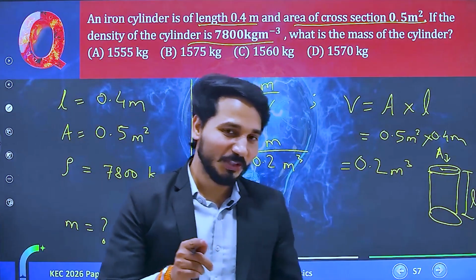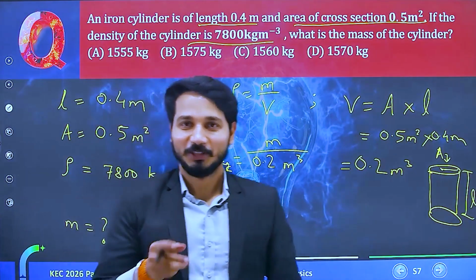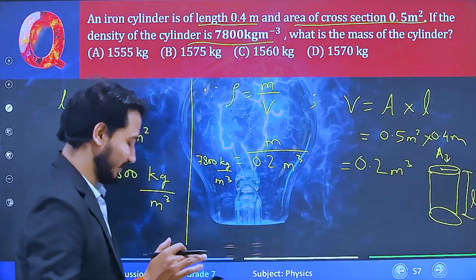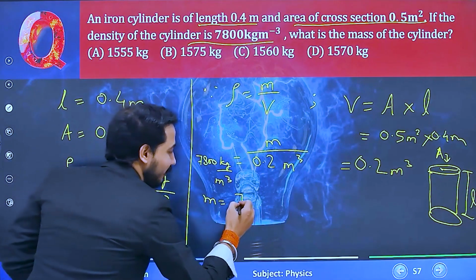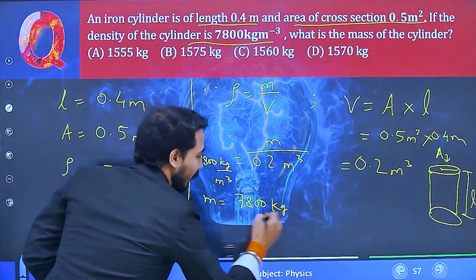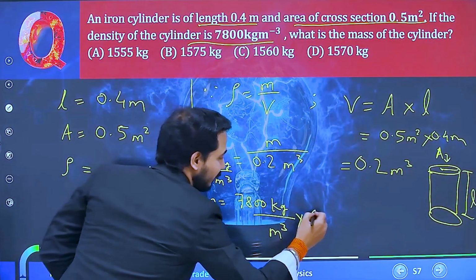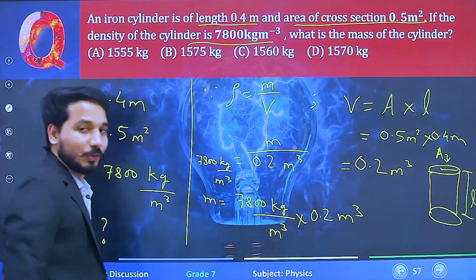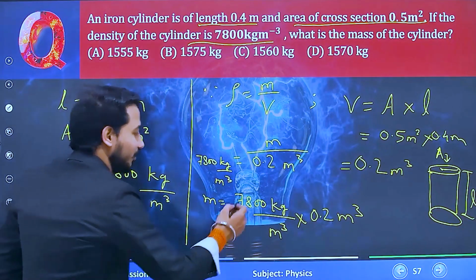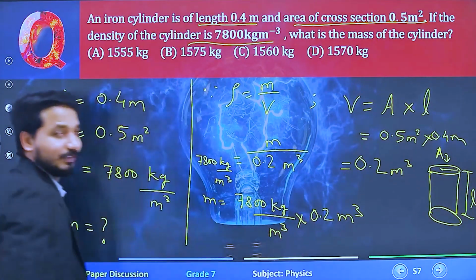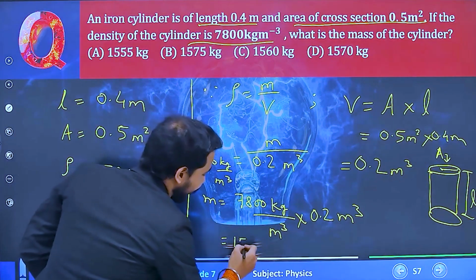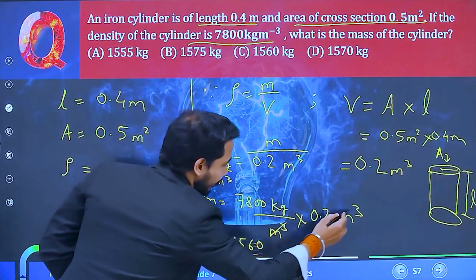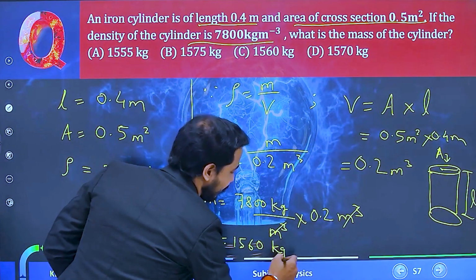Now, those who know unit conversion, those who know what has to be done here, a basic mass, just transpose these things and you will get the answer. So mass will be equal to 7,800 kilogram per meter cube into 0.2 meter cube. Just multiply 7,800 with 0.2, and your answer will come like 1560. Meter cube and meter cube will be cancelled out, 1560 kg.